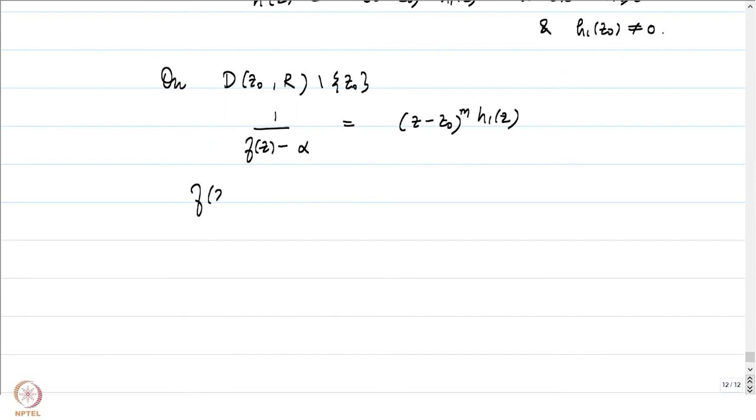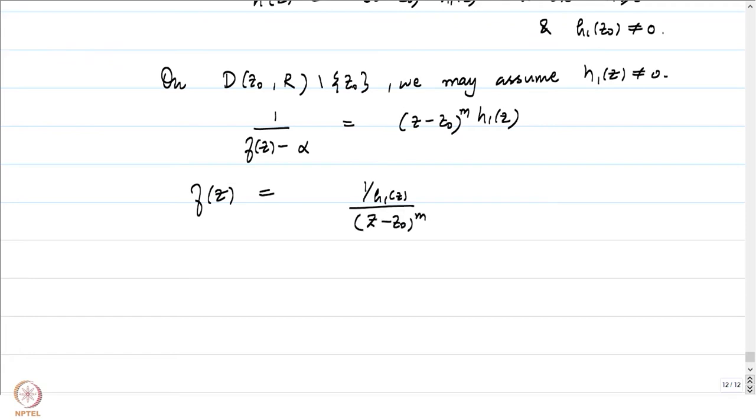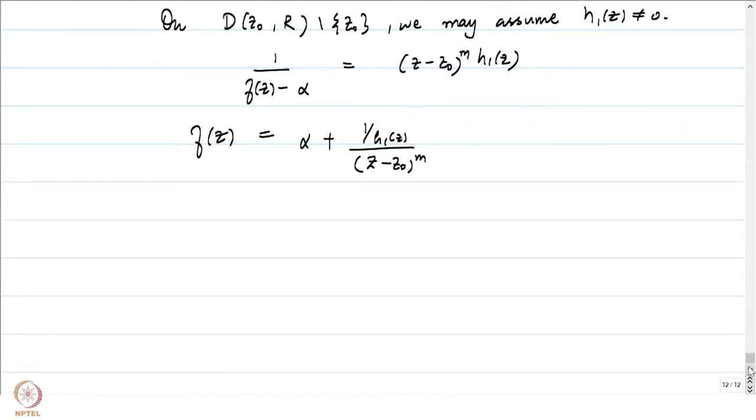And therefore, f(z) is going to be equal to 1 by h1(z), which is a holomorphic function because it doesn't vanish. We may assume that h1(z) is not equal to 0. That we can always do by shrinking our neighborhood if needed. So, here we can talk about 1 by h1(z), which is a holomorphic function, times (z minus z0) to the power minus m, plus alpha. So, this is going to be alpha plus this. Therefore, we get to conclude that this is the exact expression of a pole, right? This tells us that f has a pole of order m at z0.